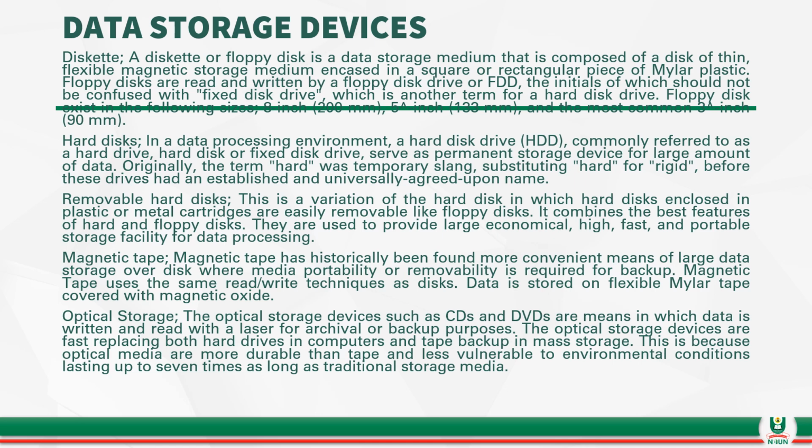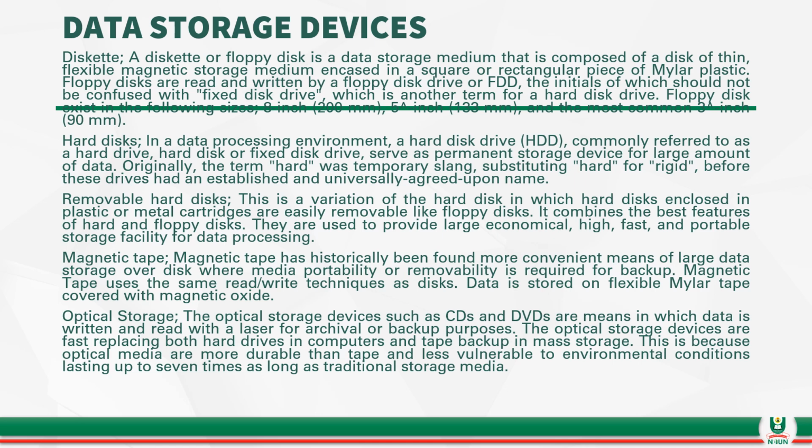Then hard disks. In a data processing environment, a hard disk drive, which is in bracket HDD, commonly referred to as a hard drive, hard disk, or fixed disk drive, serves as a permanent storage device for large amounts of data. Originally, the term hard was temporarily slang, substituting hard or rigid for rigid. All these drives had an established and universally agreed upon name.